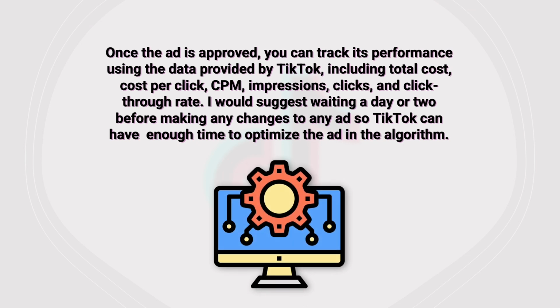Once the ad is approved, you can track its performance using the data provided by TikTok, including total cost, cost per click, CPM, impressions, clicks, and click-through rate. I would suggest waiting a day or two before making any changes to any ad, so TikTok can have enough time to optimize the ad in the algorithm.